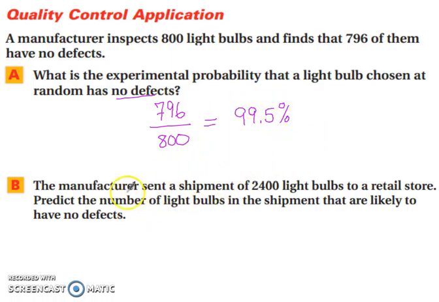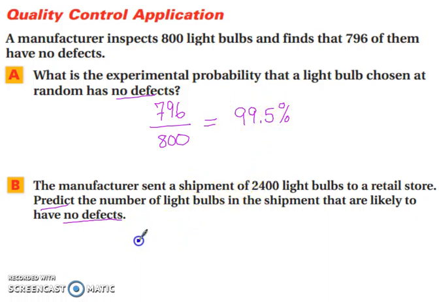So now we're going to use this to help us with this next piece. The manufacturer sent a shipment of 2,400 light bulbs to a retail store. Predict the number of light bulbs in the shipment that are likely to have no defects. So if 99.5% have no defects, how many out of the 2,400 are going to have no defects? Well, to do so, we're going to take our 99.5% and multiply that by our 2,400. But we need to make that into a decimal first.